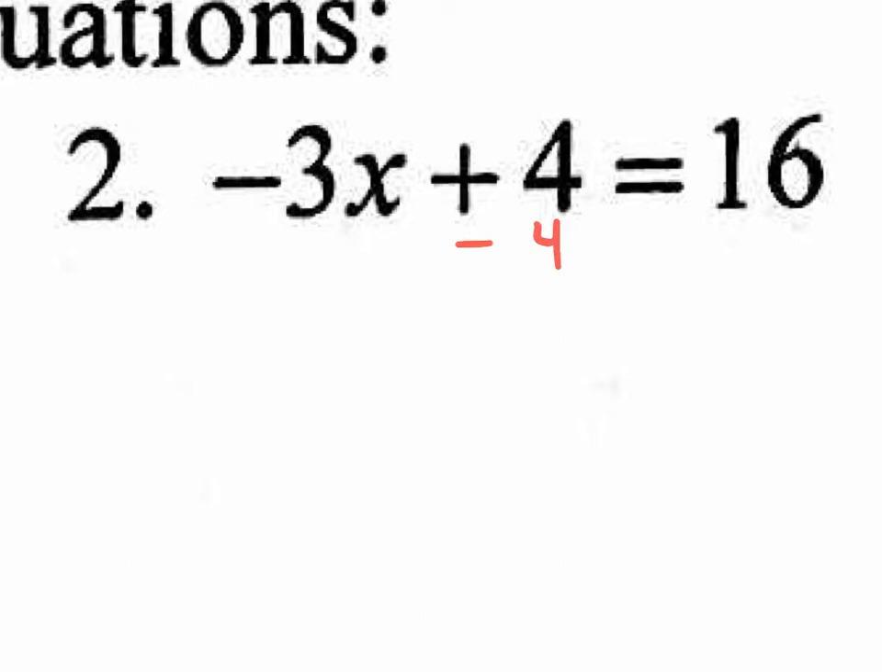Remember, x is the movie star. The negative 3 is close to the x. That's like the movie star's buddy. This loner right here we want to get rid of. So what you do to one side, you do to the other. Subtract 4 there, subtract 4 there.